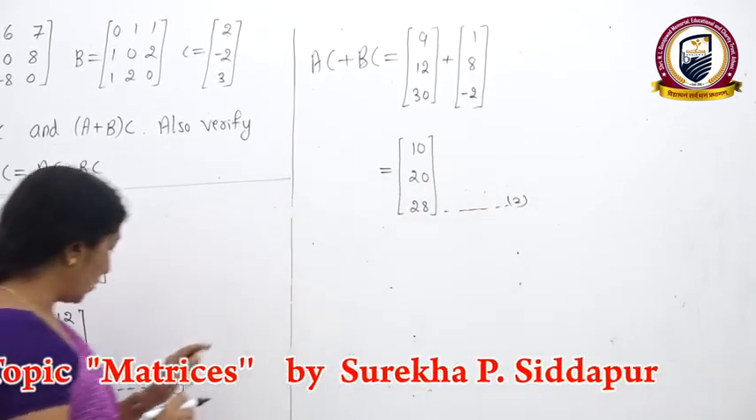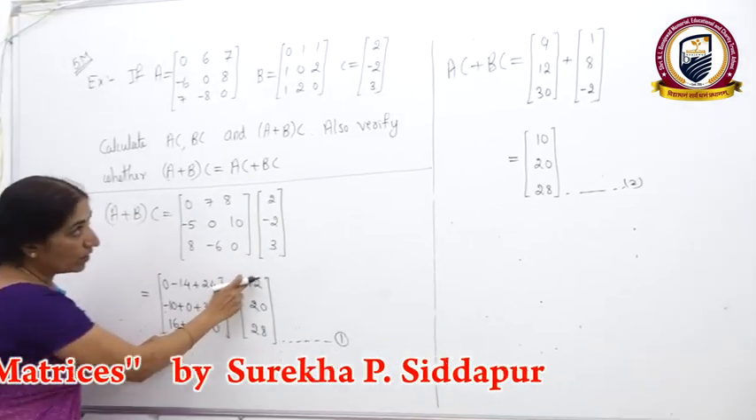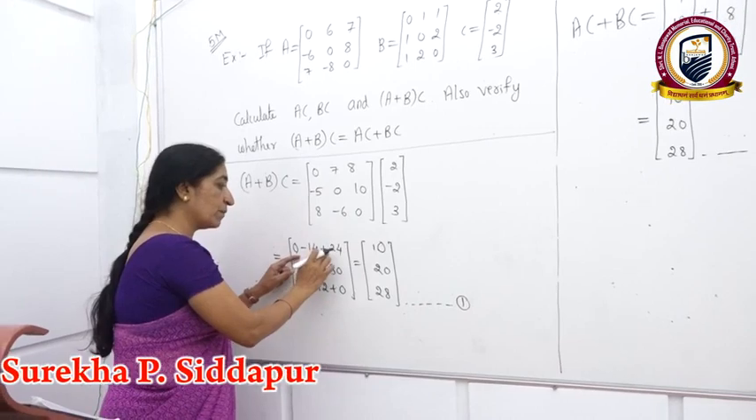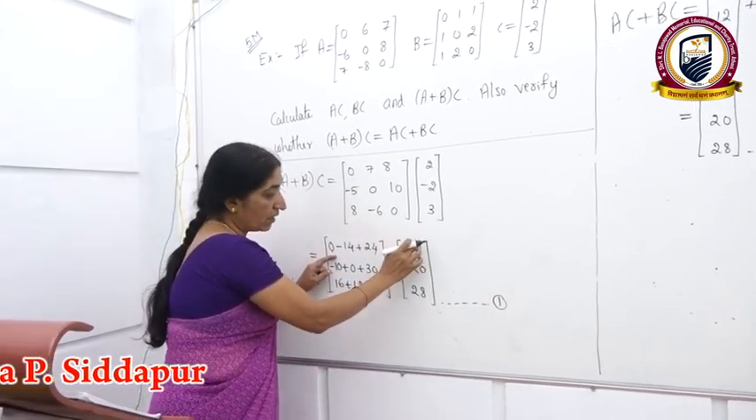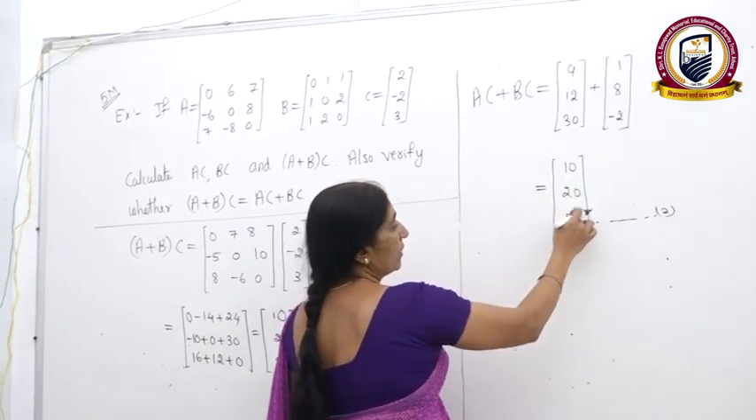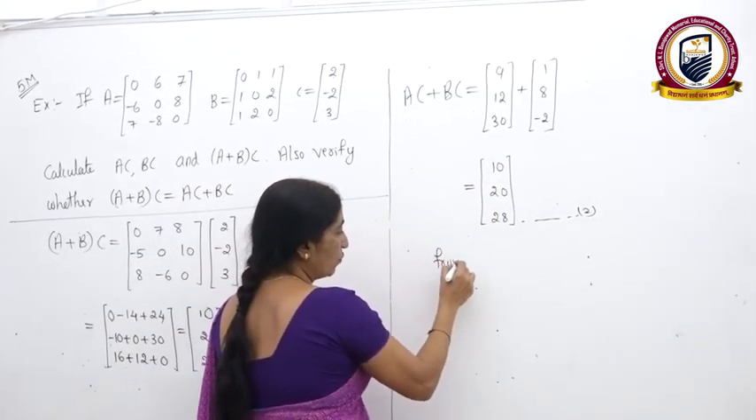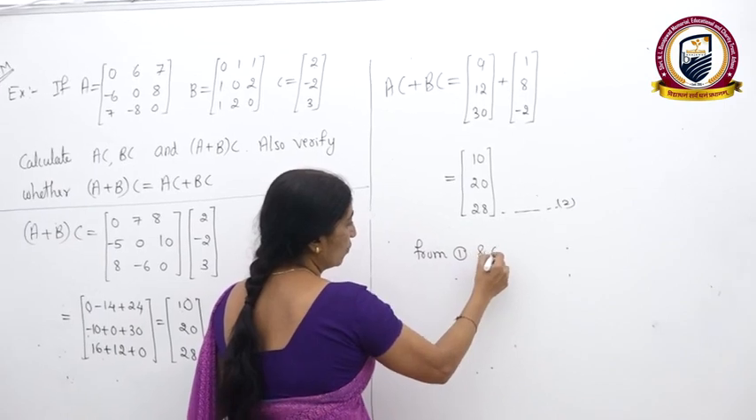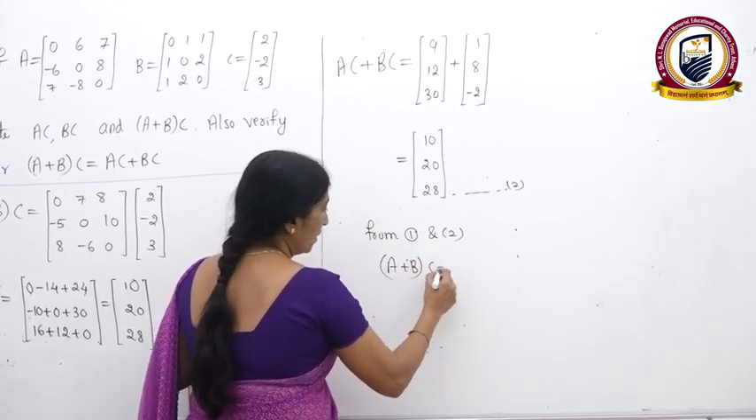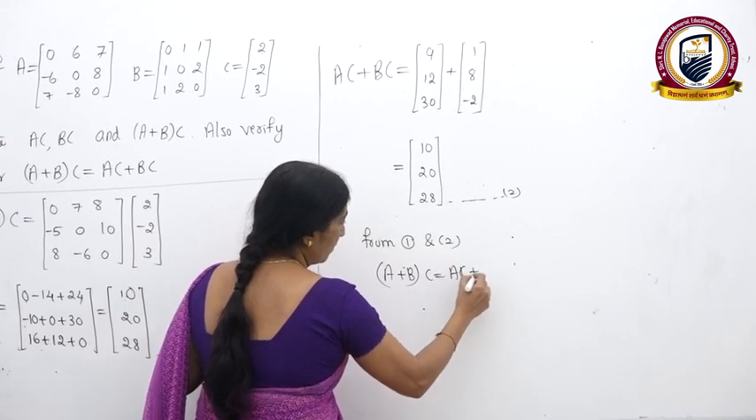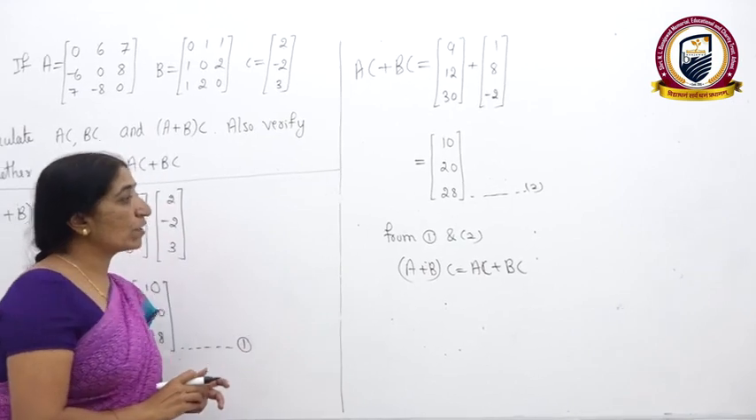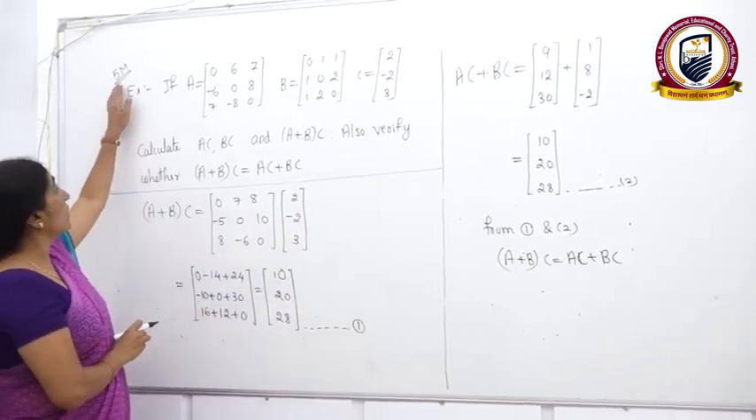See, equation 1 is already on the board here. 20, 28, minus 14 plus 24, it is 10. 10, 20, 28. Here also we have 10, 20, 28. Then what is your conclusion? From 1 and 2, A plus B into C is equal to AC plus BC. We calculated it here. So this is a very important question for part D for 5 marks.